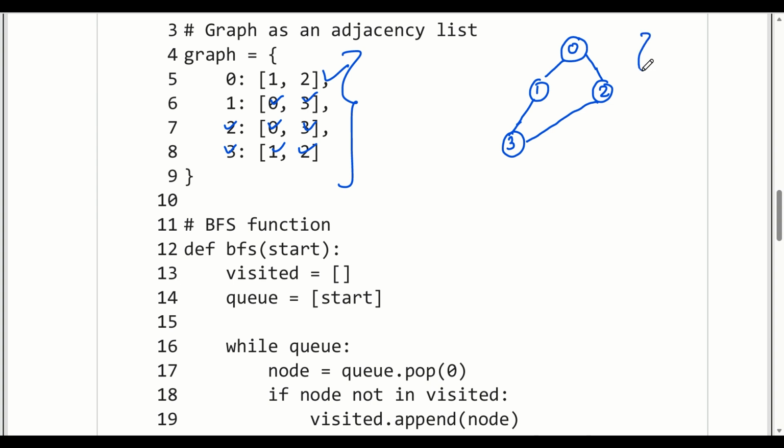So we're talking about this graph. What is the BFS of this graph? It's going to be 0, 1, 2 and 3. What about DFS? 0, 1, 3 and 2.